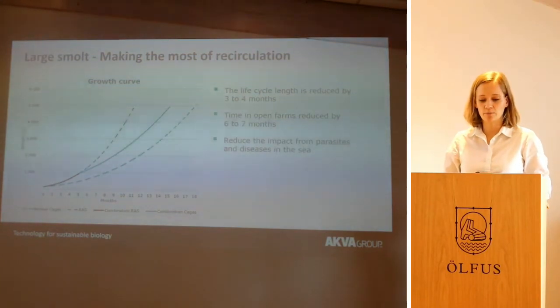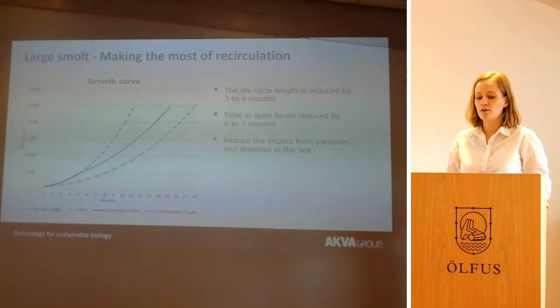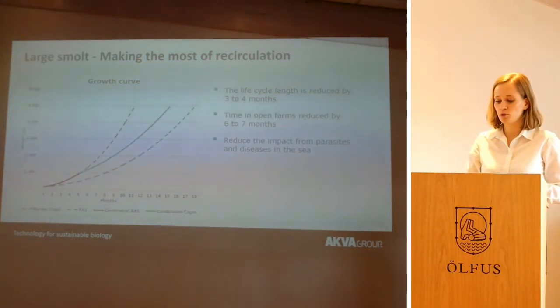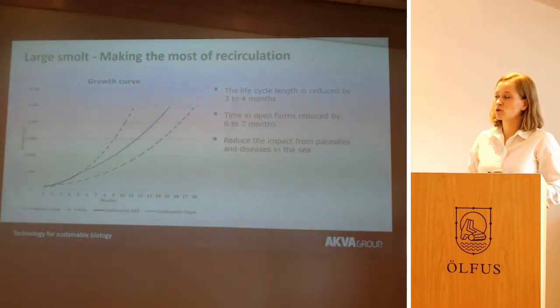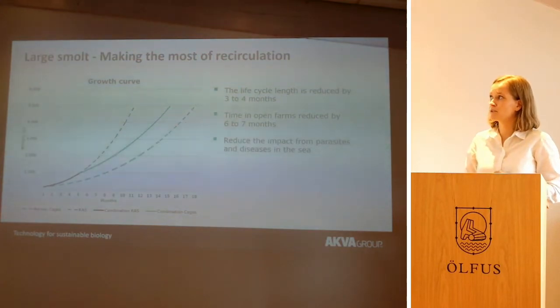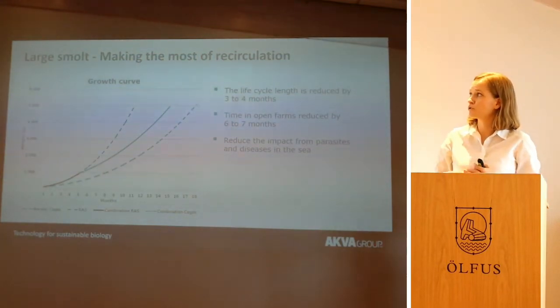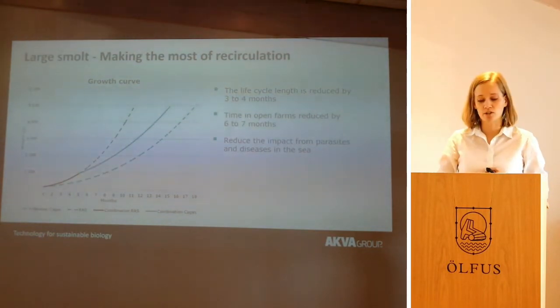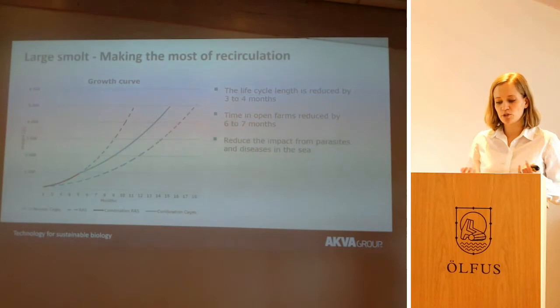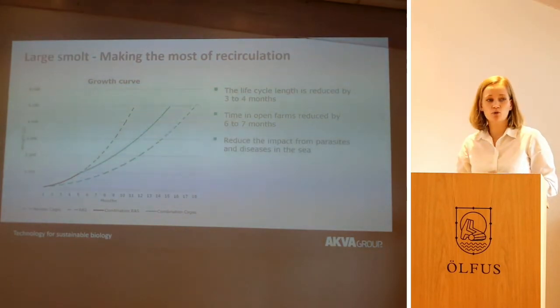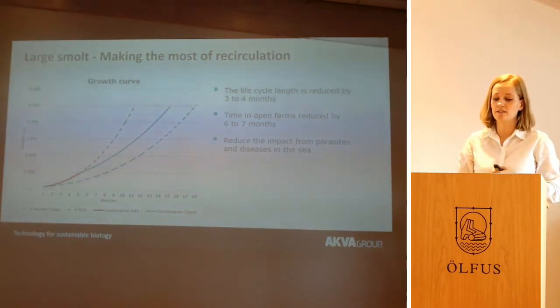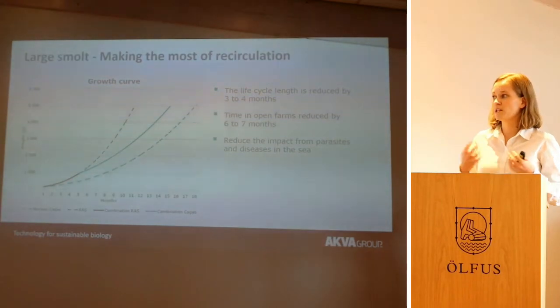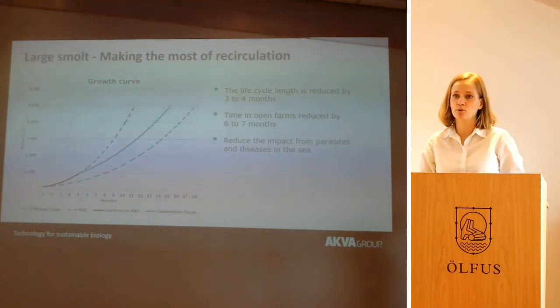And if we compare with a salmon that enters the sea at 100 gram, it will take approximately 18 months to reach 5 kilo. So this means by keeping the salmon on land for longer, you will reduce the total life cycle by 3 to 4 months, and you will reduce the time in the sea by 6 to 7 months. And by reducing the time in the sea, the exposure for parasites and diseases reduce as well. So in the end, you will have a larger and healthier production.